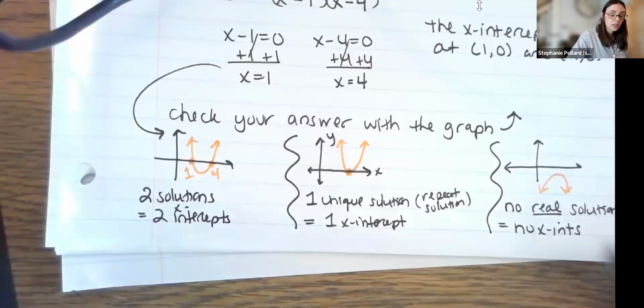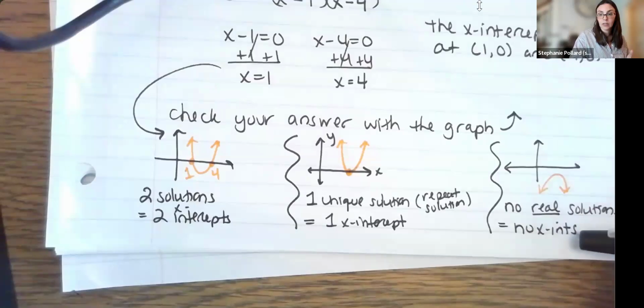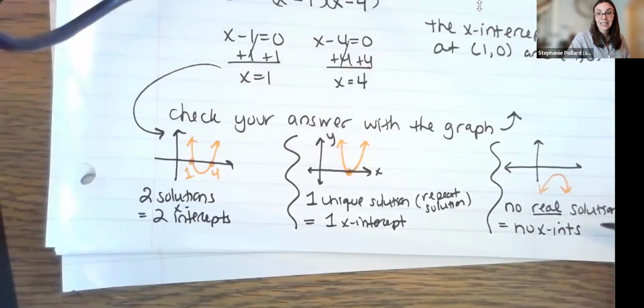If there are no real solutions to the problem, then there will be no x-intercepts. So you will see eventually that when there's no real solutions, there are imaginary answers. So there's still answers there, they're not real numbers. So we haven't gotten to that point yet. But this is a nice way to just check visually.